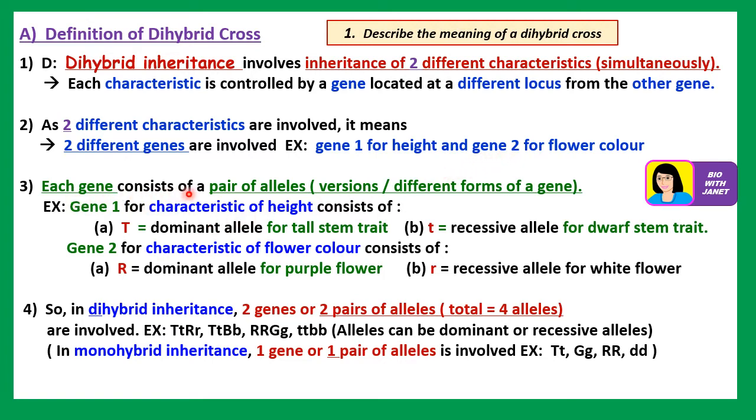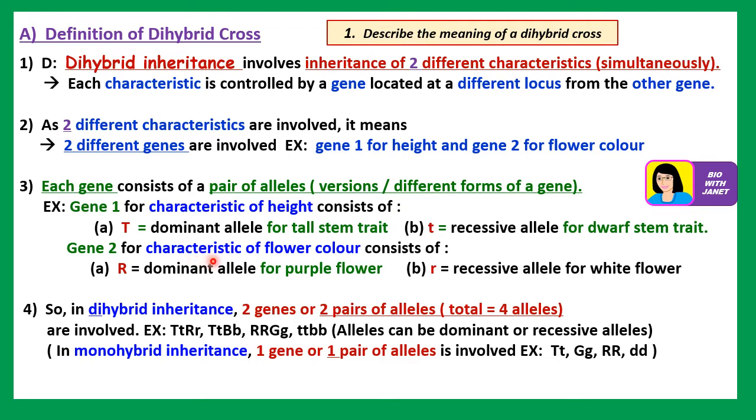Now then, each gene consists of a pair of alleles. So now we break up the gene into its alleles, the different versions or different forms of a gene. So actually an allele is just a specific gene that controls a specific trait. Okay. Now, for example, gene 1 for the characteristic of height consists of two different alleles. We can assign the letter big T to represent the dominant allele for tall stem trait and small t to represent the recessive allele for dwarf stem trait. Okay. Take note that we don't write big T represents tall stem trait. No, it represents the allele, okay, which is a specific gene for tall stem trait.